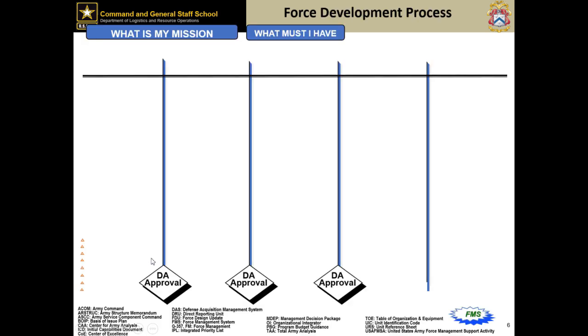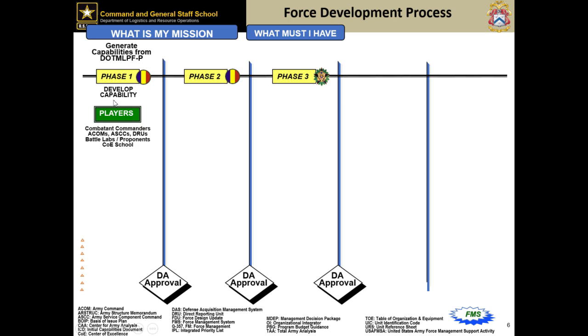This is what it looks like. It's very simple. I'm going to go through it right quick. The first three phases we're going to talk about today, that's who owns them. So TRADOC owns the first two, and the Army staff owns the third phase. The first phase is to develop the capability. This is really what we did in JSIDS with the CBA. Those are your big players, some key inputs: what the current force structure is, what the capability gaps are.